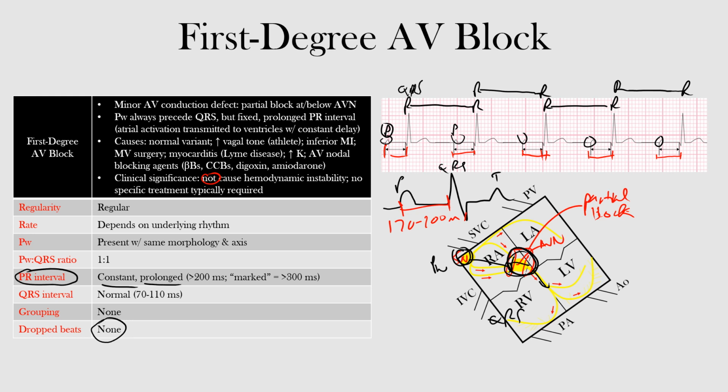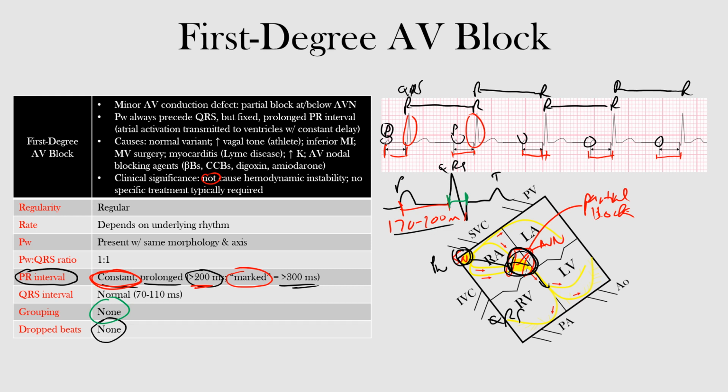Again, the main issue here is with our PR interval. It's constantly prolonged, and it's beyond that normal 120 to 200 milliseconds, so greater than 200 milliseconds. If it's greater than 300 milliseconds, we call that marked first degree AV block. So the main thing here is just know if it's beyond that 200 milliseconds, you're dealing with a first degree AV block. Remember, it's a constantly prolonged PR interval. Now the QRS interval will be normal. Our QRS complexes, from the beginning of our QRS complex to the end of it, will be normal, no issue there, and there will be no grouping.